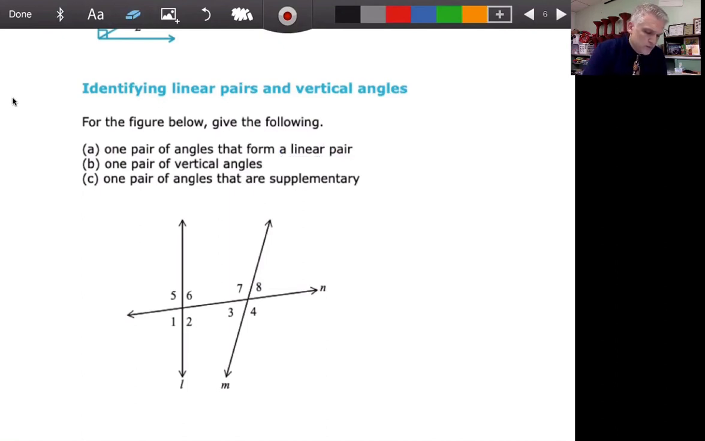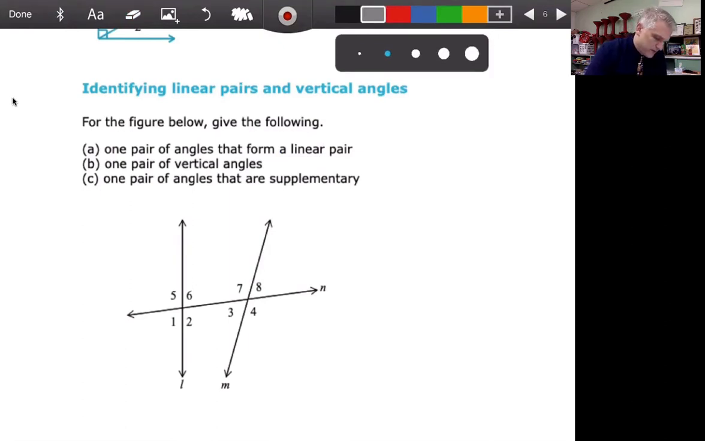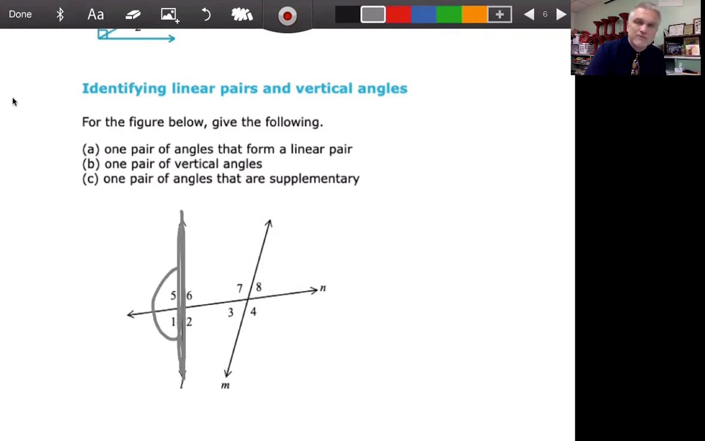So question A says one pair of angles that form a linear pair. If you take any line here, if I take this line, I could say this is a linear pair, 1 and 5. I could say this is a linear pair, 2 and 6. If I take this line, I could say 8 and 4 are a linear pair, or 3 and 7 are a linear pair. You can take any of those that you want. If I took this line here, I can take 3 and 4 there. So I'll take angle 3, angle 4. That is a linear pair.